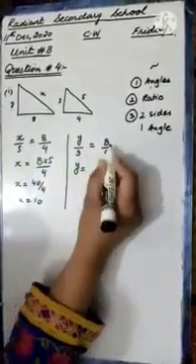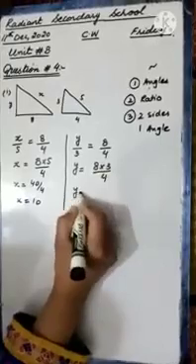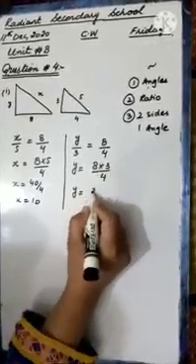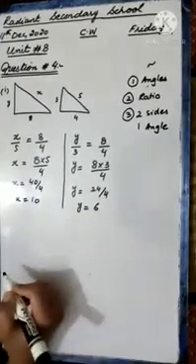In this way you can find the value of y. 3 is dividing here, so on the other side it will be multiplied. Okay, now 8 into 3 is 24. 24 by 4, so y will be equal to 6.